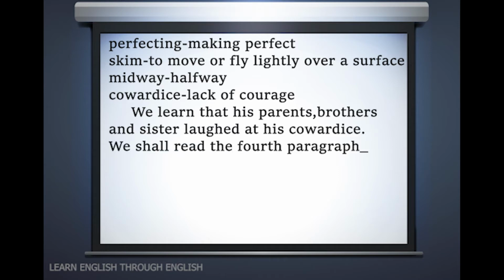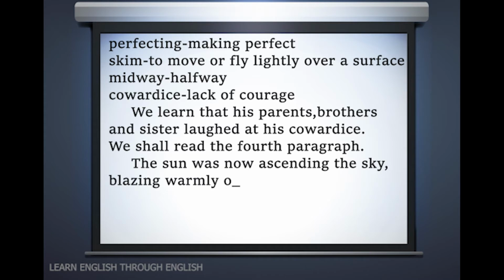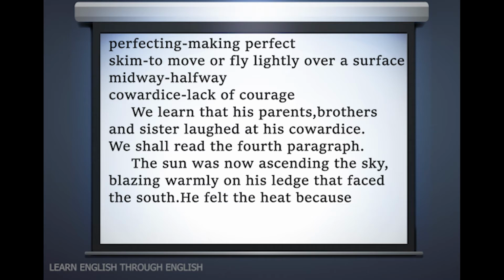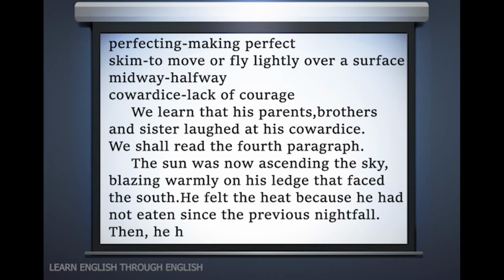We shall read the fourth paragraph. The sun was now ascending the sky, blazing warmly on his ledge that faced the south. He felt the heat because he had not eaten since the previous nightfall.